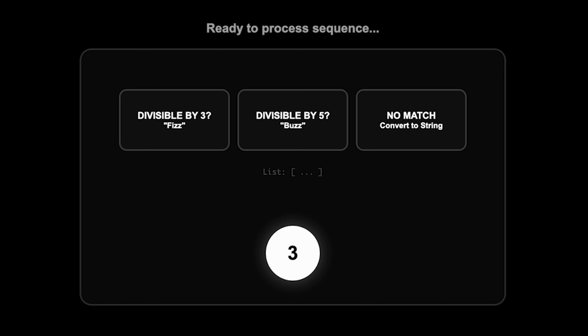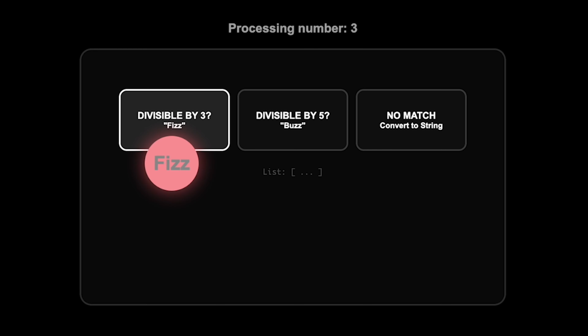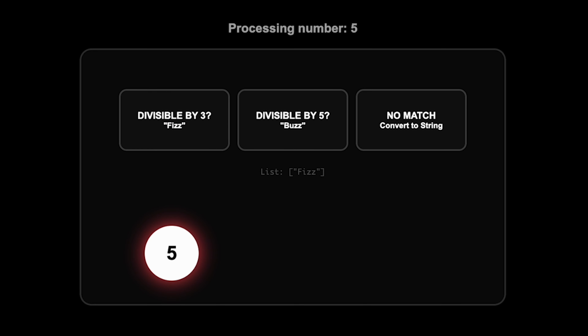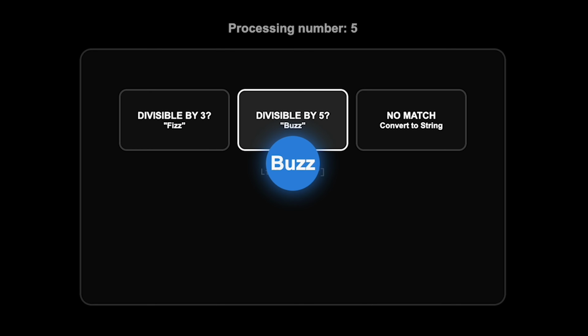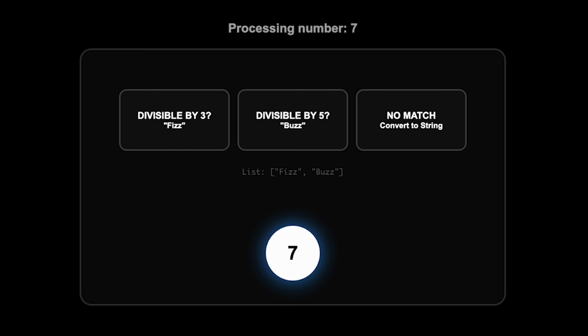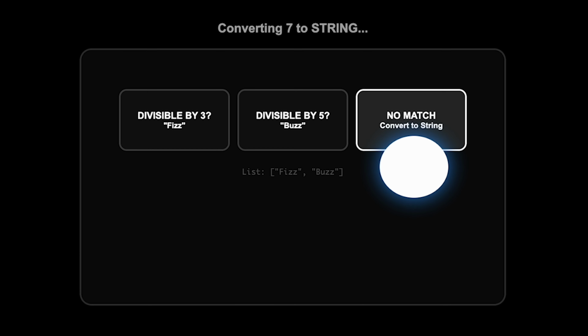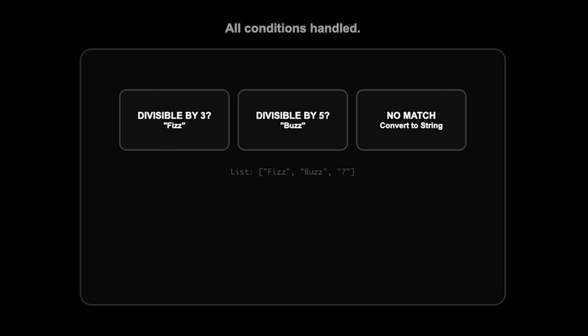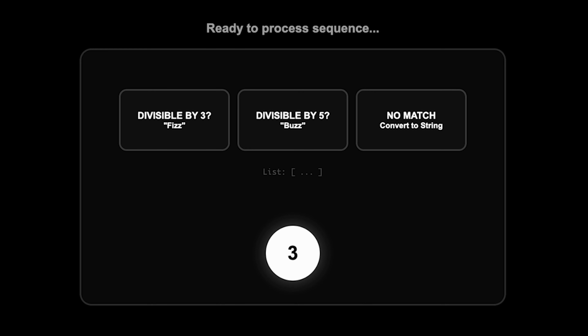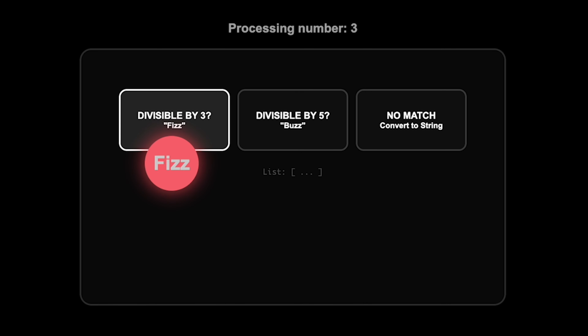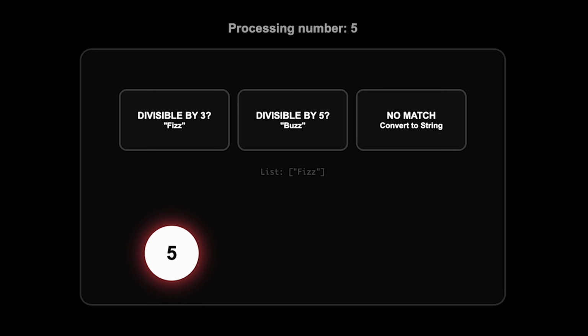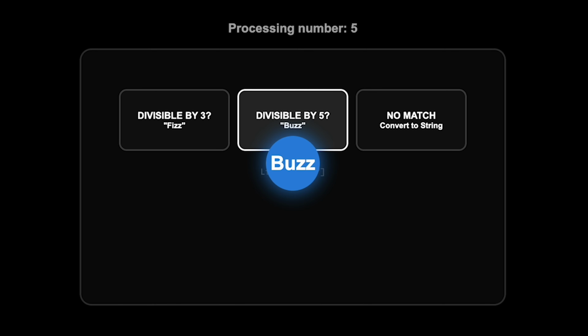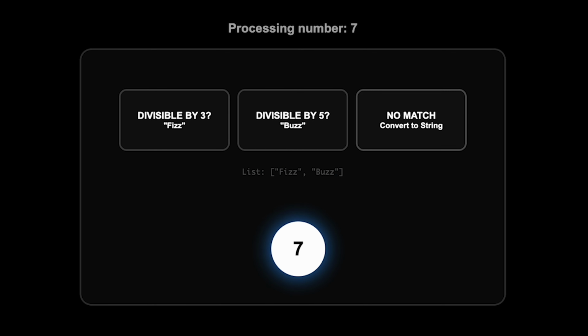Once this most specific case is handled, the remaining logic becomes straightforward. If the number is divisible by 3, we append Fizz. If it is divisible by 5, we append Buzz. Finally, if none of the conditions match, we append the number itself after converting it to a string. This conversion is important because the problem explicitly requires the output to be a list of strings.